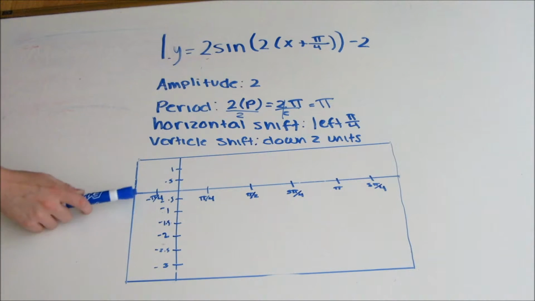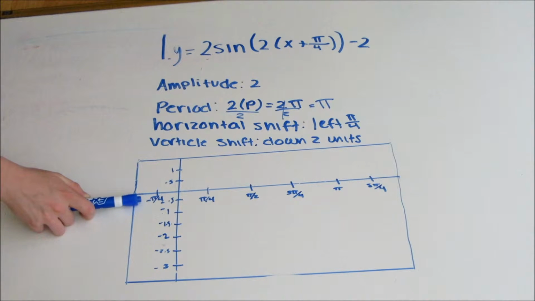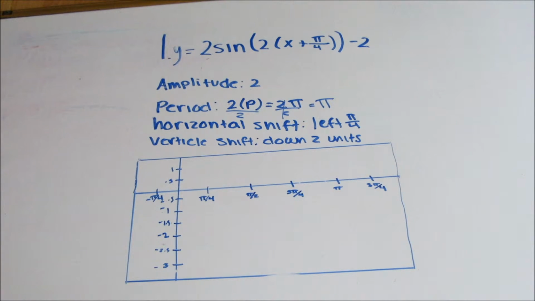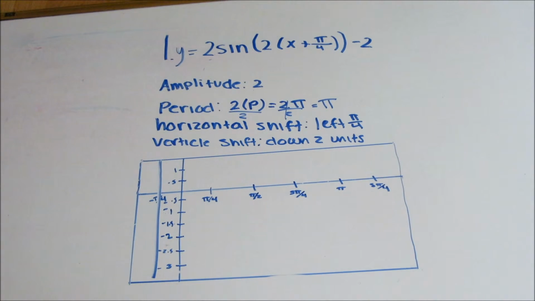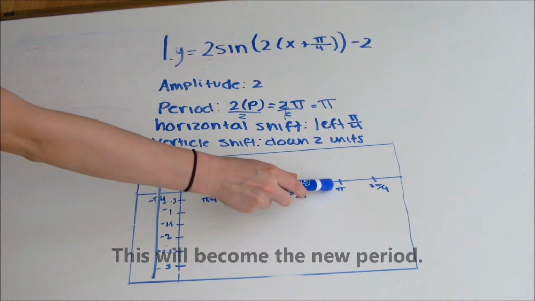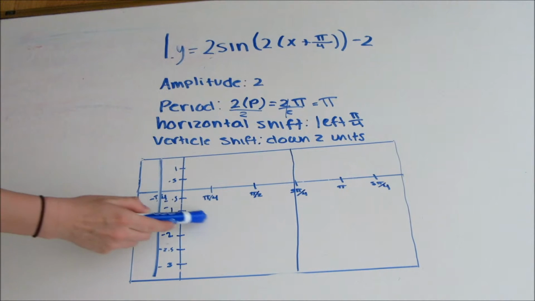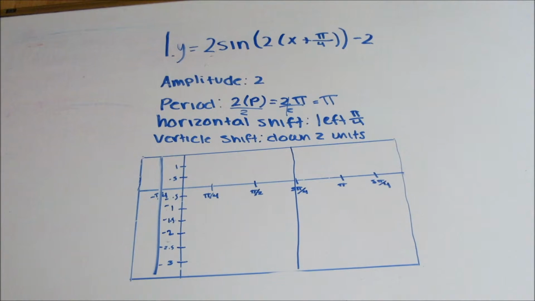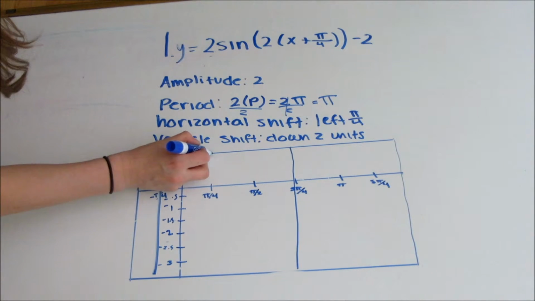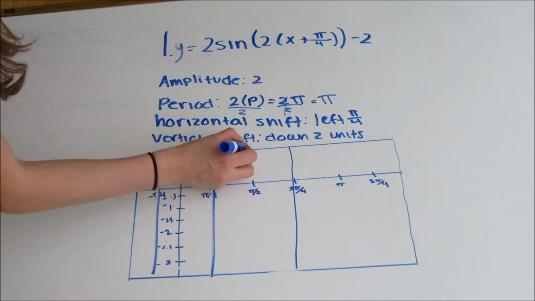So what we're going to do is go to negative pi over 4 on the x-axis and make this our new midline. So now we have to go out pi radians. On this interval, we will have one complete cycle of the sine function. Now we're going to divide this graph into 4 equal parts.